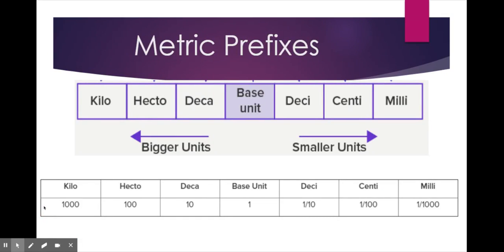Here are the metric prefixes. Remember, prefixes are used to place at the beginning of a word to create another word. We have kilo, hecto, deca, deci, centi, and milli. A kilo represents 1,000, hecto 100, deca 10. Deci represents 1/10 of a base unit, centi represents 1/100th of a base unit, and milli represents 1/1000th of a base unit.